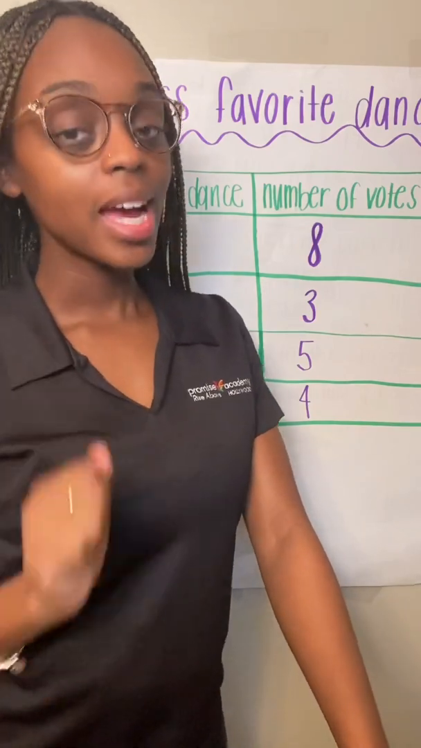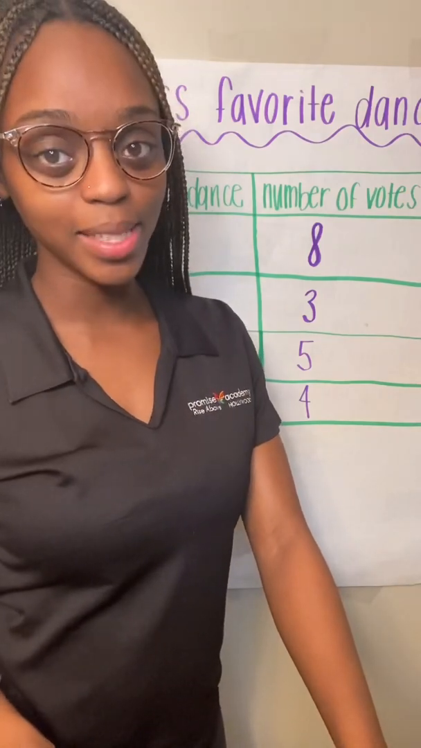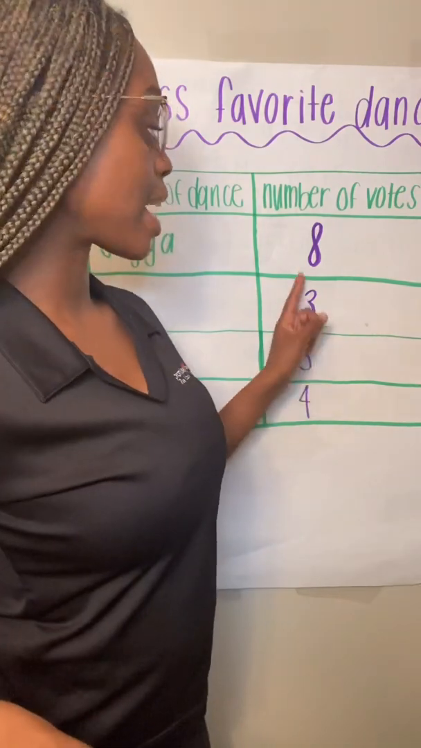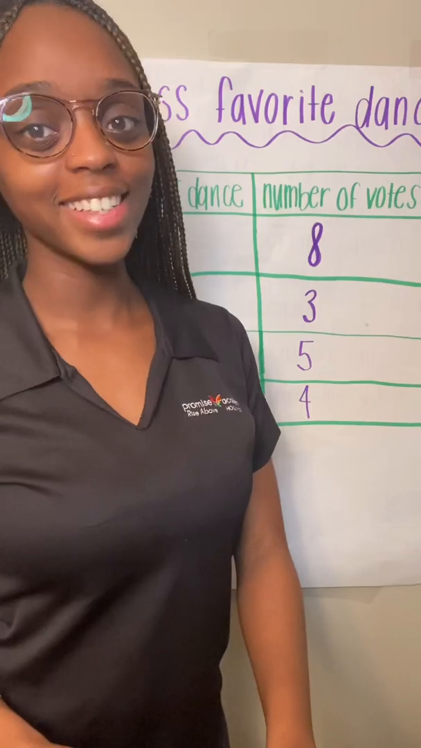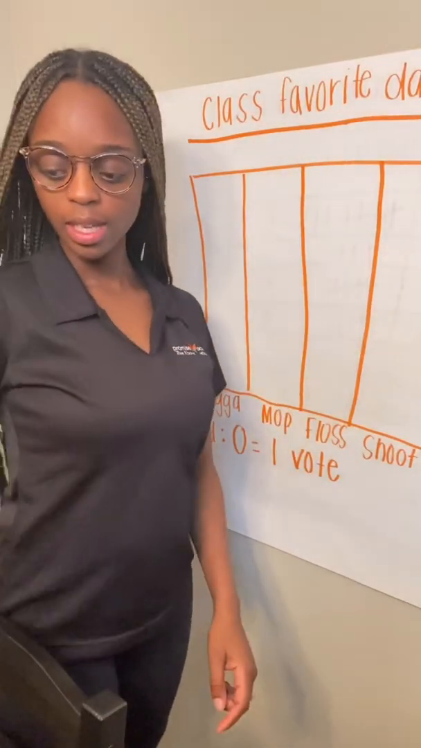Did you guess it? That's right. We are going to draw 8 circles because each circle is 1 vote, and Jigga got 8 votes. So we have to draw 8 circles. Good job. So we're going to go back over here.